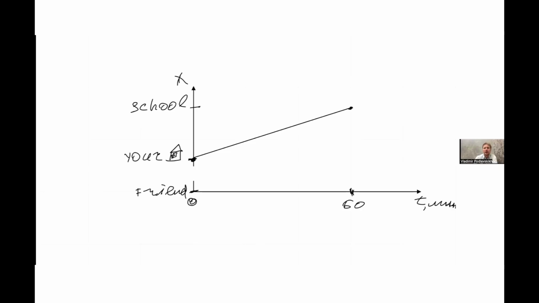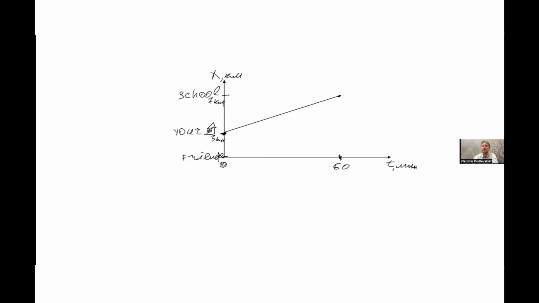Your house from the friend's house is 3 kilometers, so x, we will measure it in kilometers. This is 0 kilometers, you are living 3 kilometers from your friend, and the school will be at 7 kilometers. The distance from you to school is 4 kilometers.